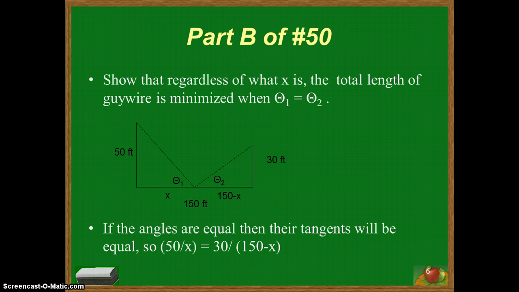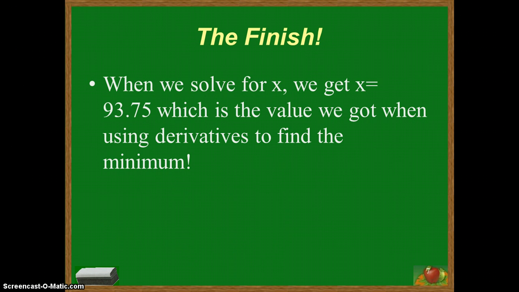Now notice, what we found out before using calculus, the derivative told us that 93.75 is the magic point for A. That's what x should equal. So hopefully when I solve this proportion, I should get 93.75, meaning my assumption that the angles must be equal to produce the minimum is true. And lo and behold, when you do solve this, you can solve this on a sheet of paper, you get x equals 93.75.